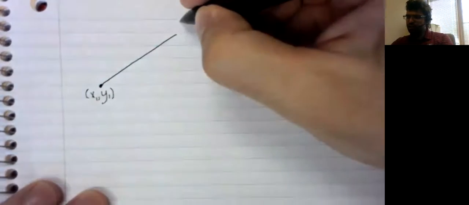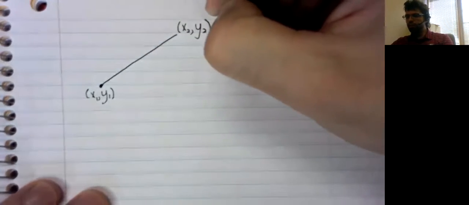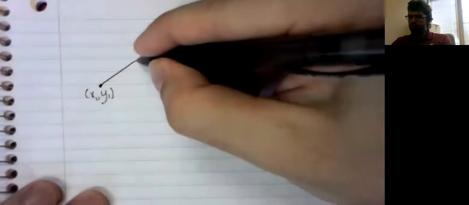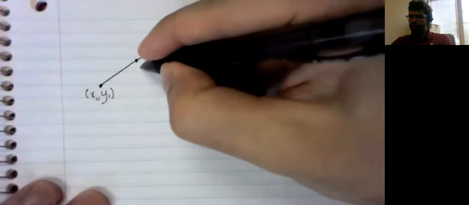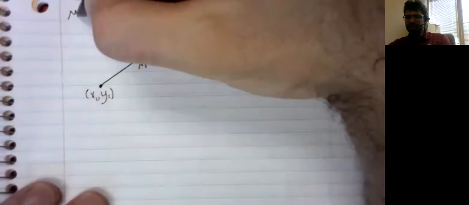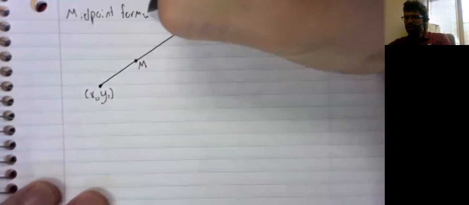Second formula is the midpoint formula. And if you think this video's gone on a bit long, don't worry, because the midpoint formula is quite brief and doesn't require a lot of comment. We have 2 points on the plane, and we are looking for the point midway between them. Hence the name.